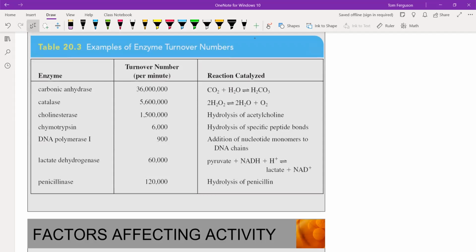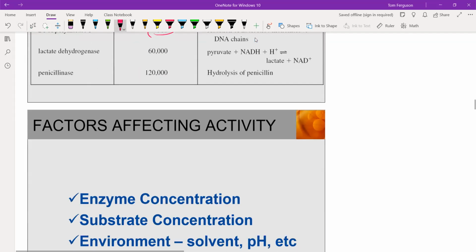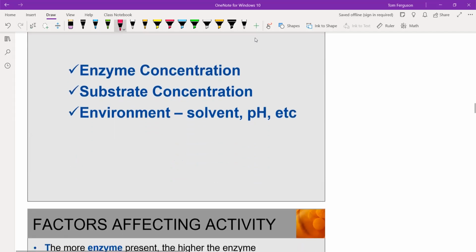Now, these turnover numbers vary horrendously. Goes from, for example, 36 billion down to 900. Huge differences. And it's just built into the reaction. Activation energy has a lot to do with it.